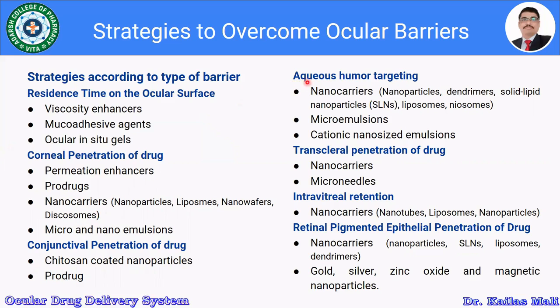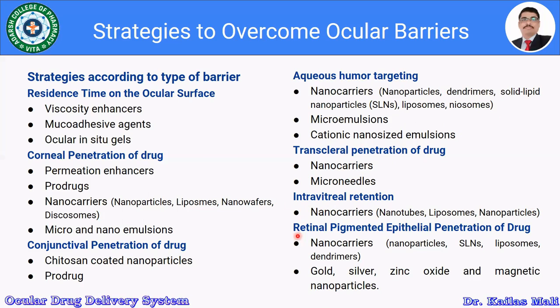For targeting the aqueous humor, it is possible to use nanocarriers like nanoparticles, dendrimers, solid-lipid nanoparticles, liposomes, niosomes, microemulsions, and cationic nano-sized emulsions. For transscleral penetration, it is possible to use nanocarriers and microneedles. Microneedles are a physical approach. Intravitreal retention of the formulation can be improved by using nanocarriers like nanotubes, liposomes, or nanoparticles.